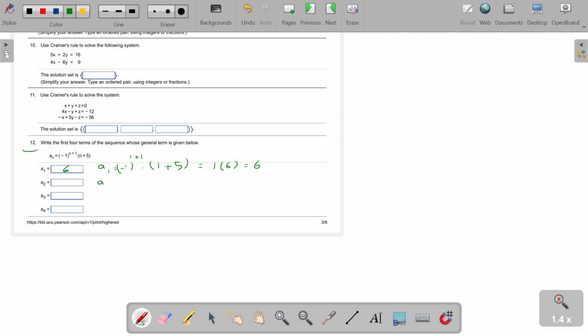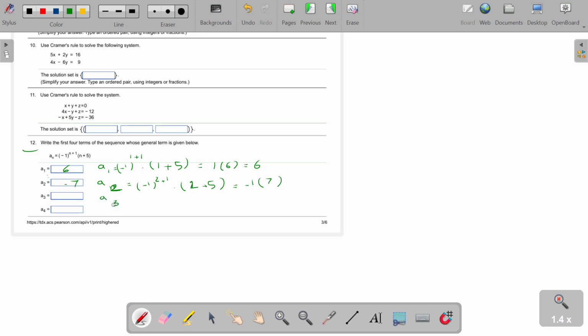Next one, in order to find A2, this time we're going to replace n with 2. So this will be -1 to the power of 2 plus 1 times 2 plus 5. -1 to the power of 3 is -1. 2 plus 5 is 7. So the answer will be -7.